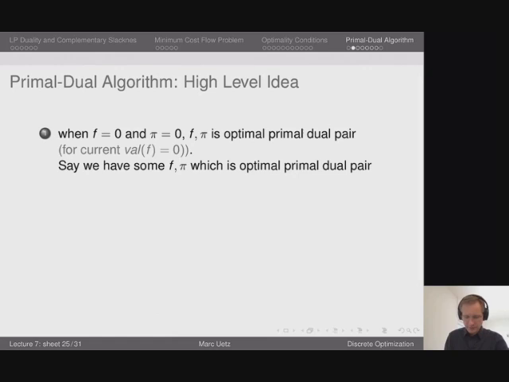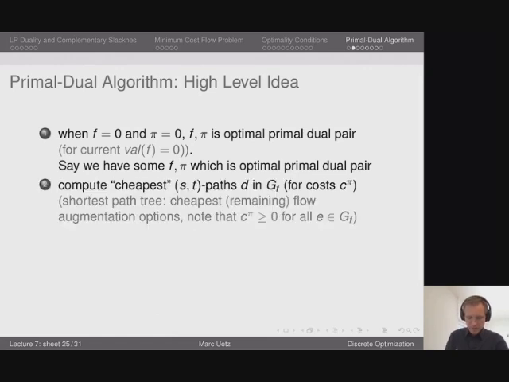Okay, so that's what we do. And how do we do that? Well, the first step is to compute shortest paths in the residual graph. So we compute shortest path in the residual graph, G_f, where shortest should be understood as cheapest, because we use as lengths of the edges the residual costs.